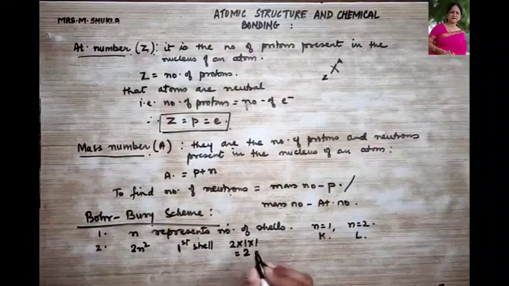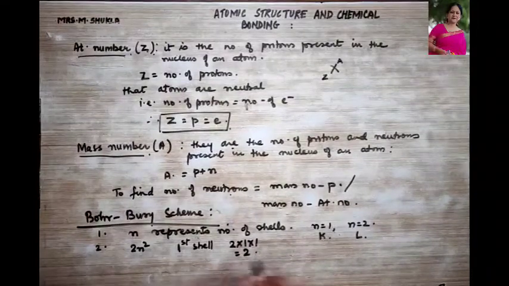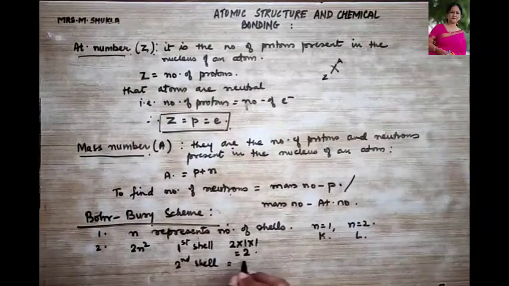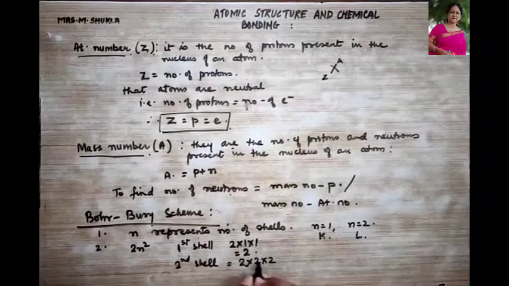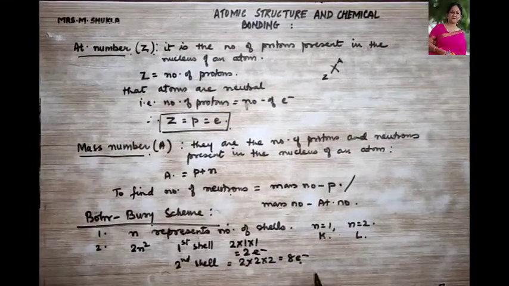2 are the number of electrons present in the first shell. Then let's talk about the second shell. In the second shell, it comes out 2 into 2 into 2, 2 into 2 is 4, 4 twos are 8. 8 electrons are present in the second shell.